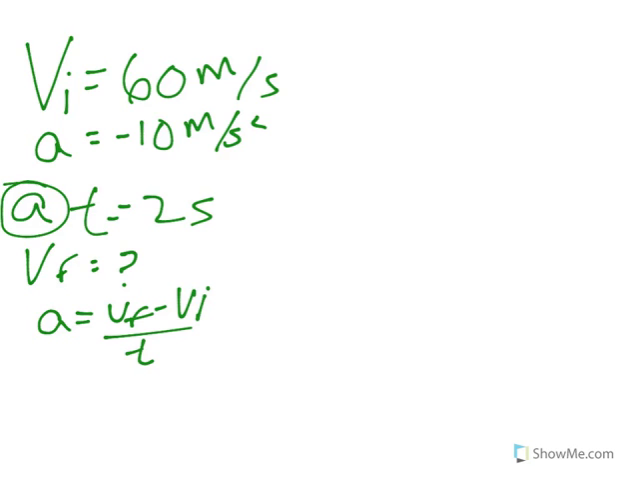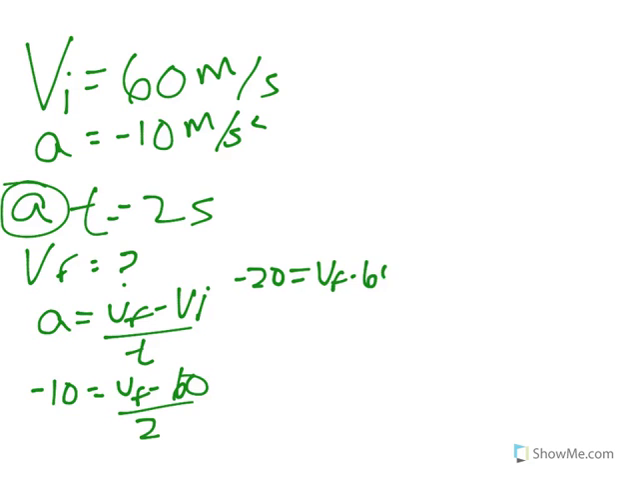If I solve for this, I get negative 10 equals VF minus 60 over 2. Multiply the 2 up, I get negative 20 equals VF minus 60. Add 60 over, and I get 40 meters per second equals VF.